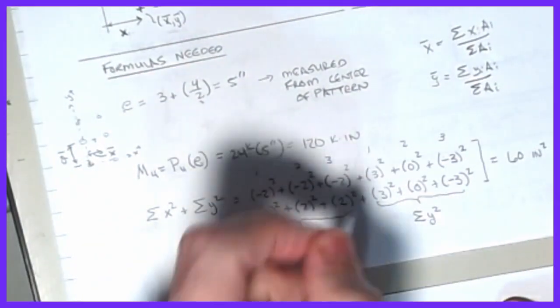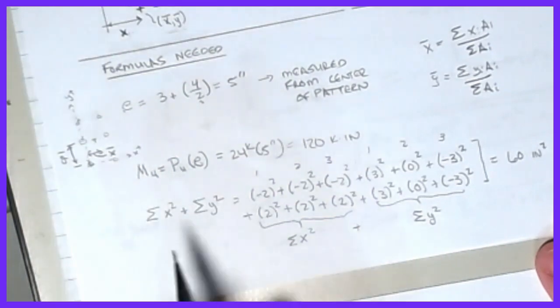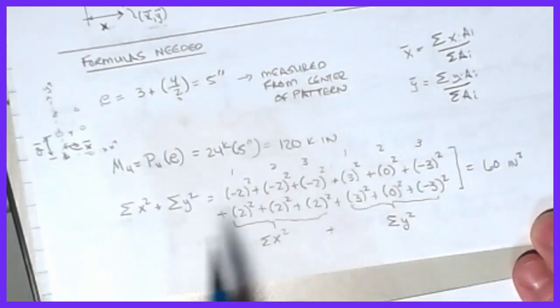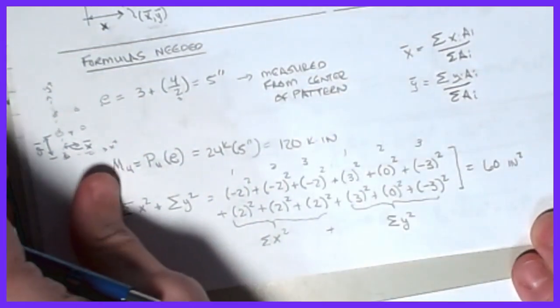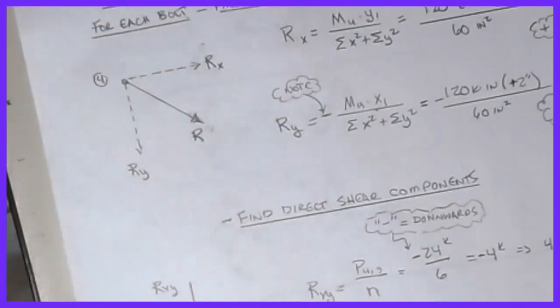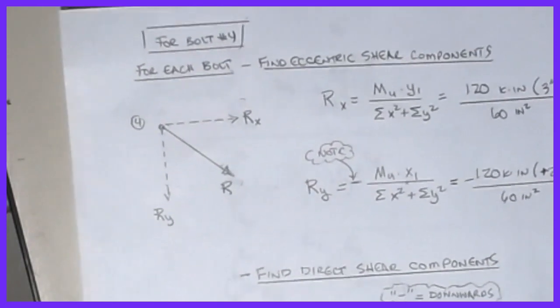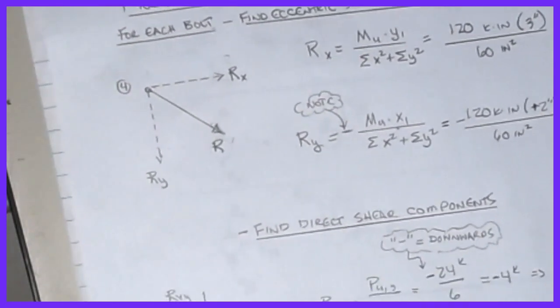So it's a very easy calculation that we're doing here. If I do the math on all of this, I'll find out that this summation is now 60 inches squared. So no major issues on this. Now all we're going to do is set up, for each bolt, the eccentric shear components that exist.